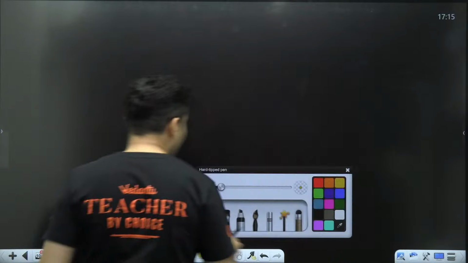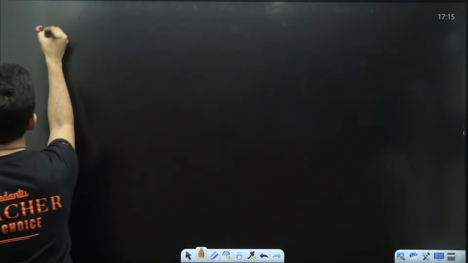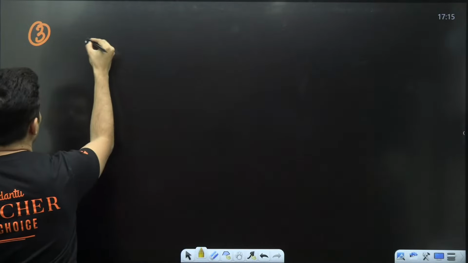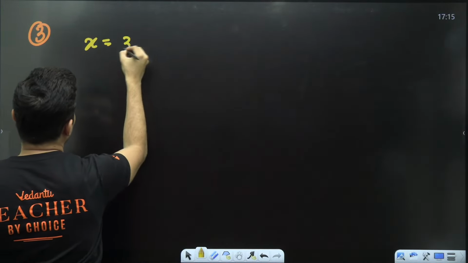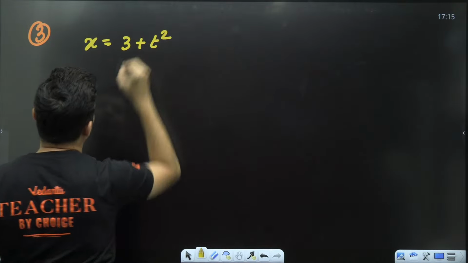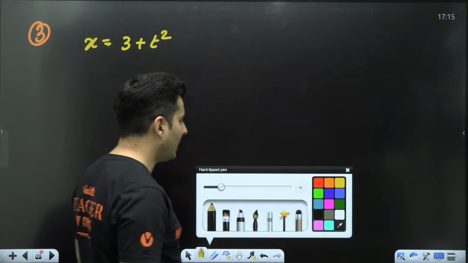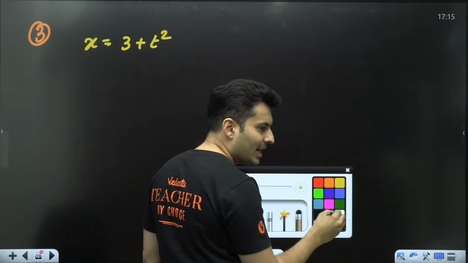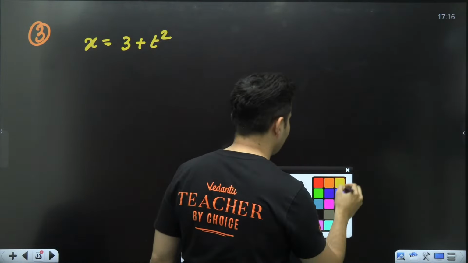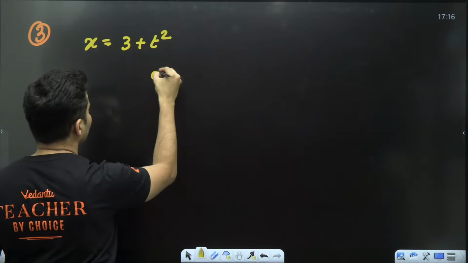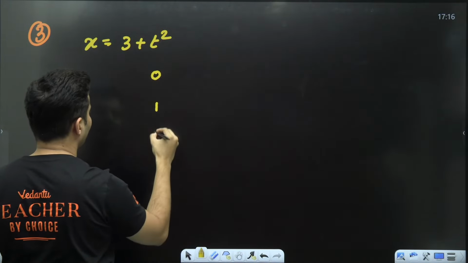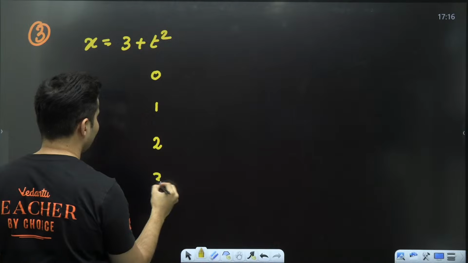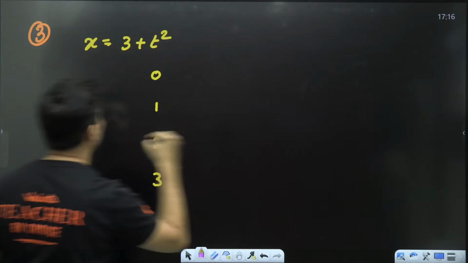The third way is as a function. Example, if I tell you x equals 3 plus t square, you tell me the time, I'll tell you where Champa is. So let's say time is 0, then 1 second, then 2 seconds, then 3 seconds. So I can tell you where Champa is.